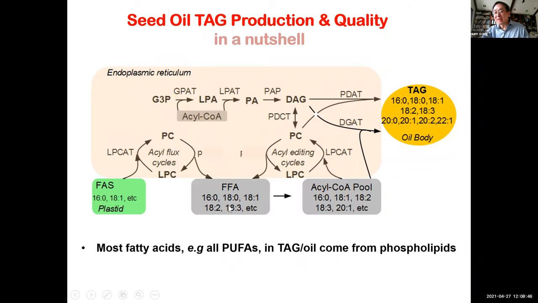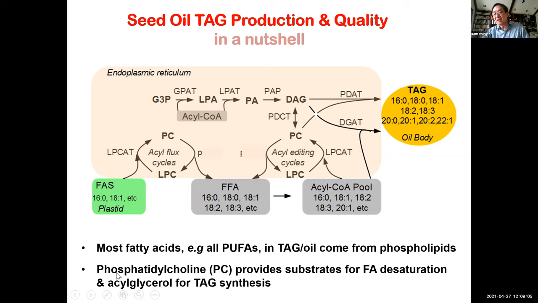But most of the fatty acids accumulated, say in soybean and sunflower oil, are actually polyunsaturated fatty acids, meaning they are 18:2, 18 carbons with two double bonds, or 18:3, 18 carbons with three double bonds. And those actually come from using lipids, particularly phosphatidylcholine, as a precursor for this desaturation process. Also, metabolic labeling studies showed that most fatty acids, which at the end wind up in the triglycerides, are actually going through the phospholipid route.